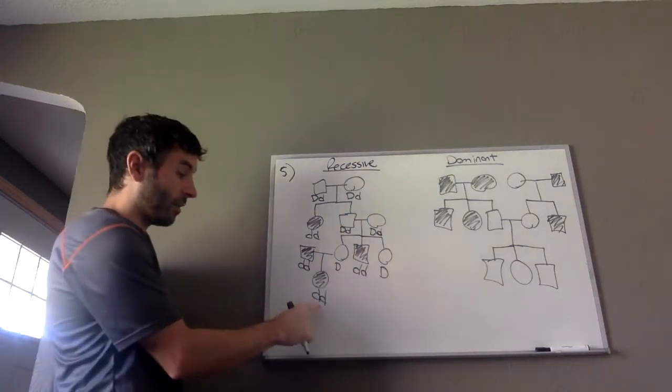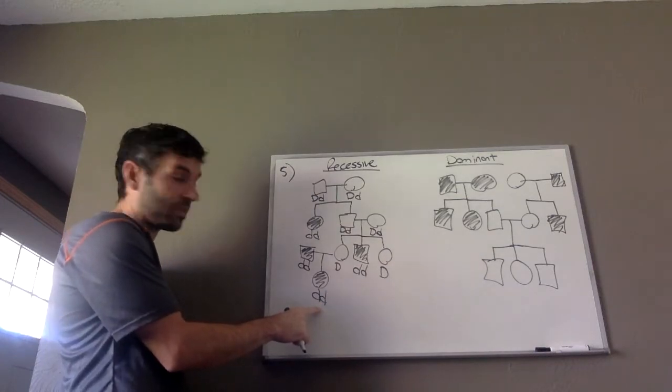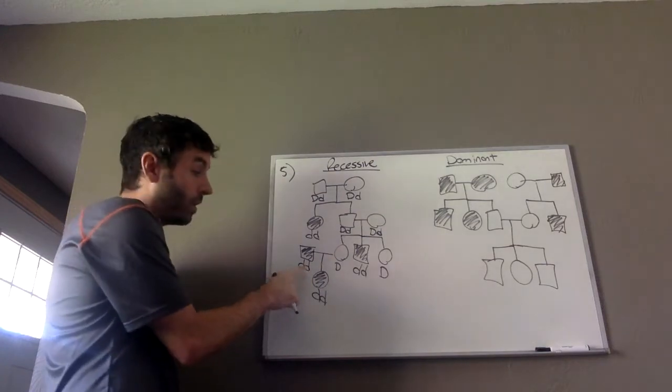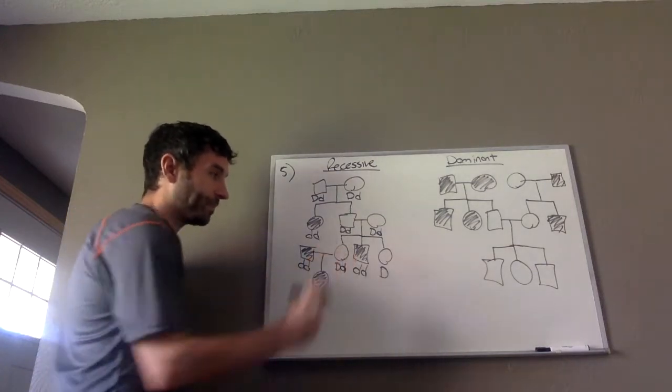Okay, now come down here. This daughter is recessive, so she got one recessive allele from dad, which makes sense because he only has two, but one of them had to have come from mom.